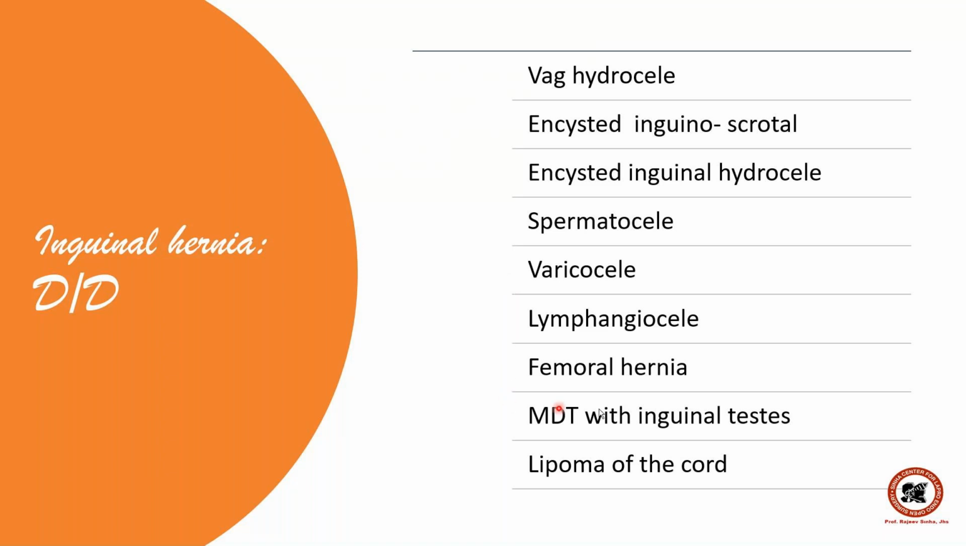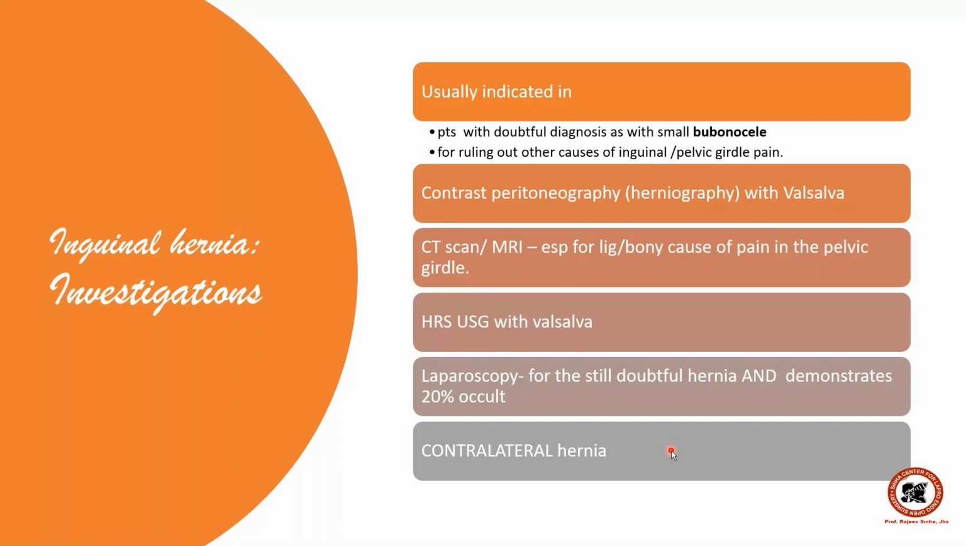MDT is maldescended testis with inguinal testis, and a lipoma of the cord, which are some of the important differential diagnoses to be entertained when looking at inguinal hernia. Now, the investigation is usually not required.